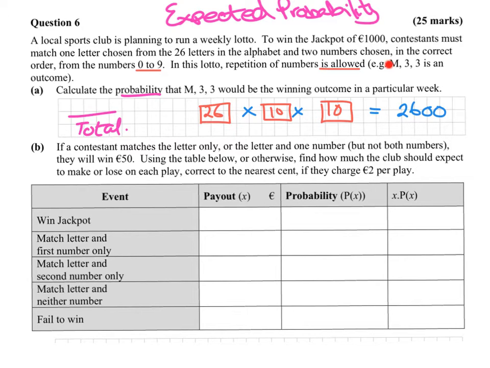What is the chance of it being M33? Well, you're going to pick one letter, you're going to pick one number, and you're going to pick one number here. So it's actually going to be 1 out of 2,600 is your final answer there.